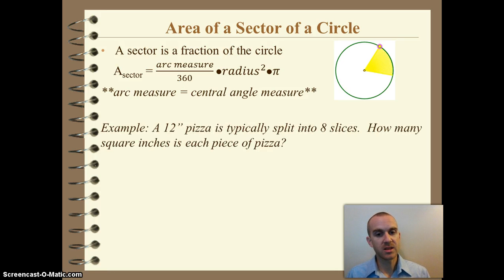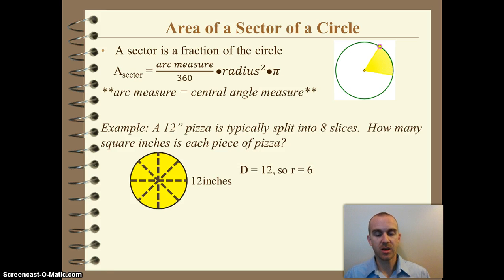So say we think about a typical 12-inch pizza. It's often split into 8 slices, and I want to know how many square inches each piece of pizza is. Well, in that case, I'm told how many different pieces, so what fraction of the pizza I'm given. In this case, I'm given 8 slices, and I want to look at 1/8 of that pizza. So we still know that our diameter and our radius are going to be 12 and 6. So we know that the radius we need for area is 6. And the fraction, again, we're looking at 1 of the 8 pieces, 1/8.